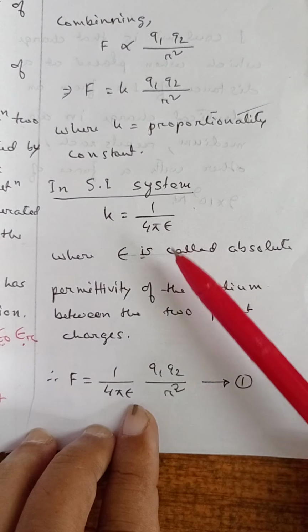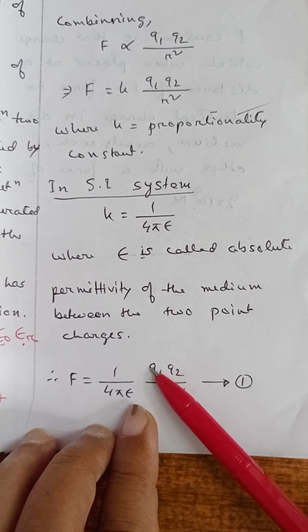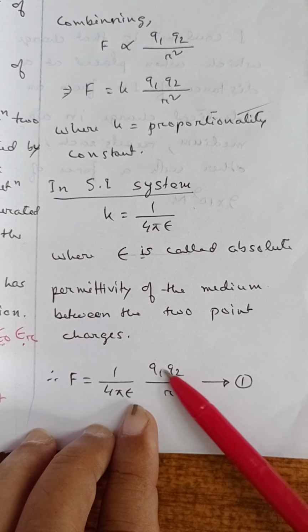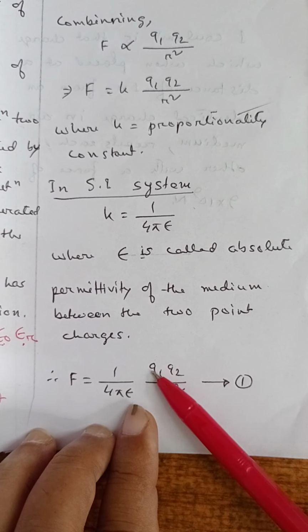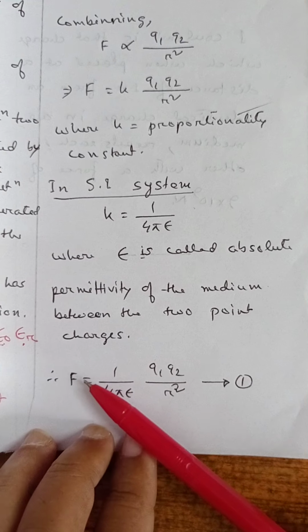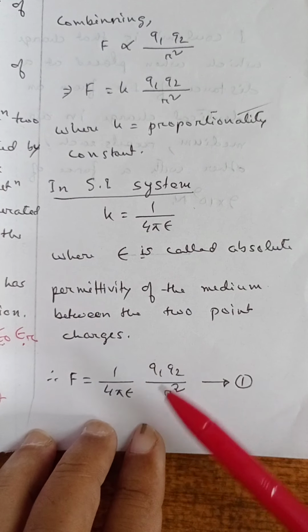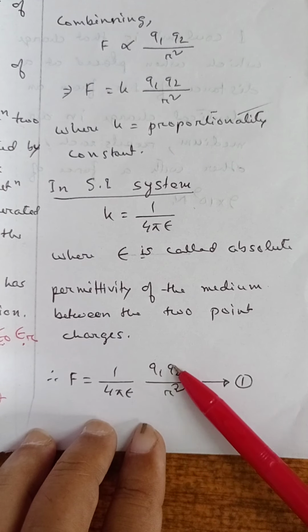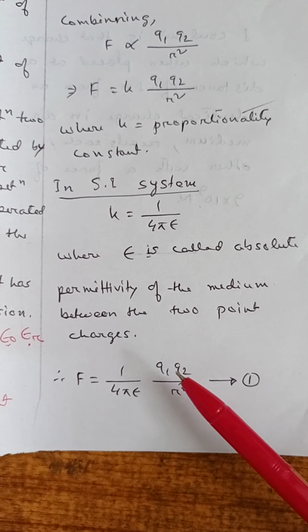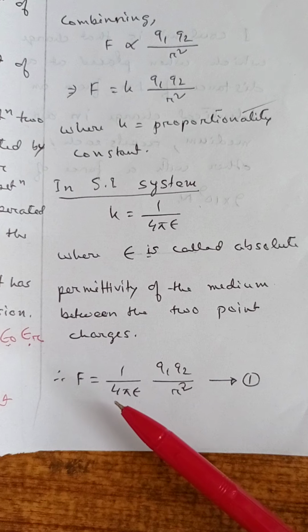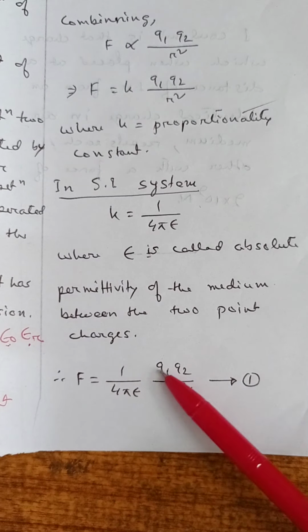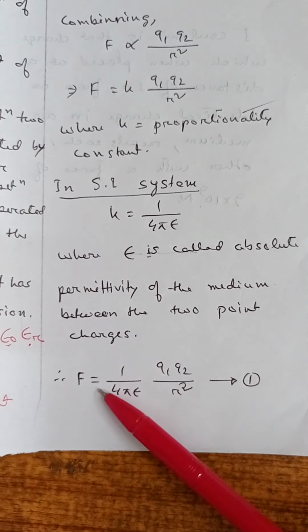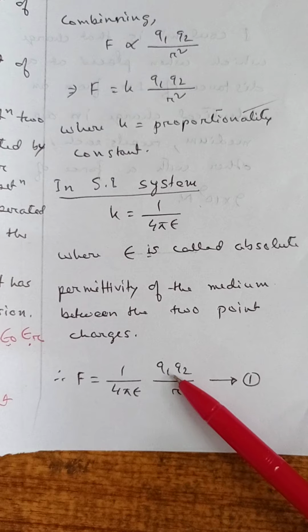Now, if the charges are like charges, then the force of interaction between them will be repulsive in nature. If the charges are unlike charges, then the force of interaction between them is attractive in nature. That means the force is repulsive for like charges and attractive for unlike charges. Is it okay?